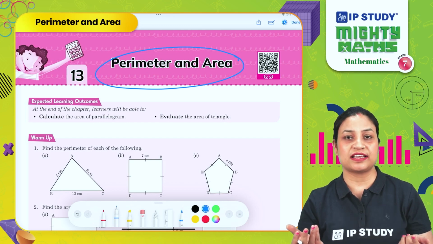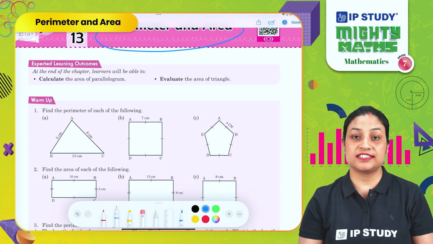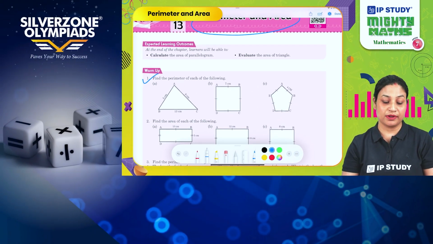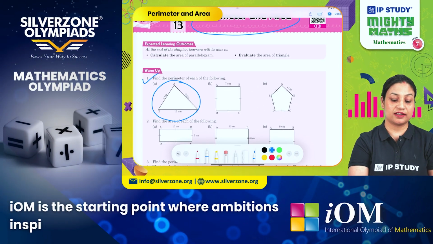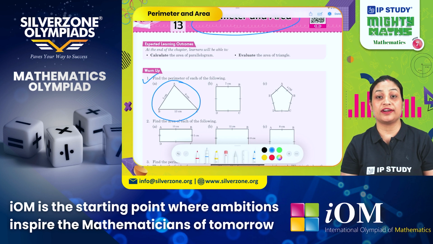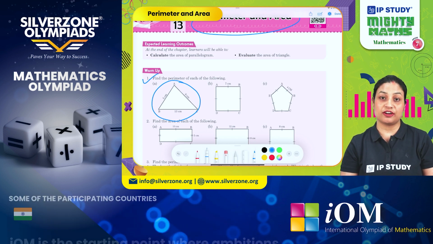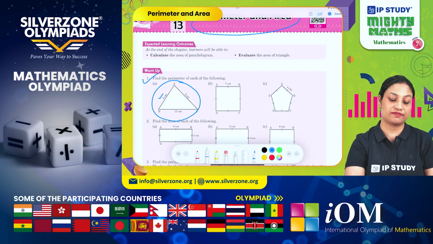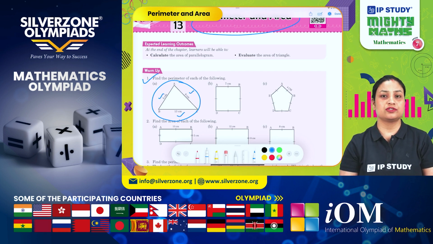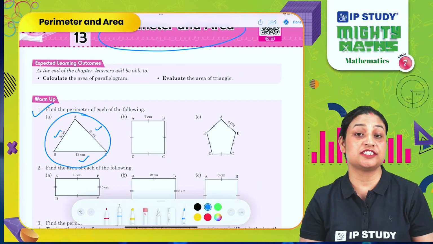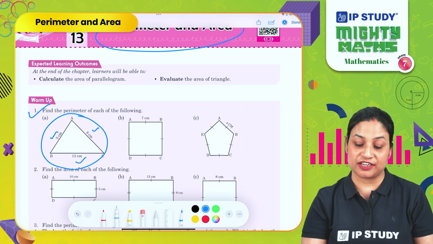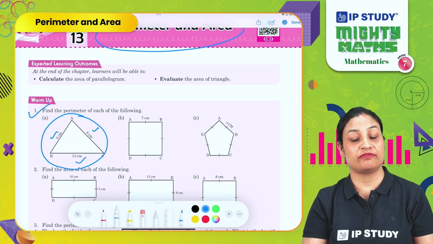So let's take some examples. Let's take question number 1 as an example. So the first part, what we have to do? We have to find out the perimeter of this triangle. So as you can see here, what are the sides of this triangle? The sides of this triangle are 5, 8 and 13. So what do I have to do in order to calculate its perimeter? I have to simply add all the sides, right? So let's add together and find out the perimeter of this triangle.